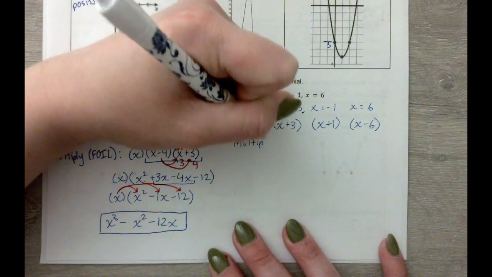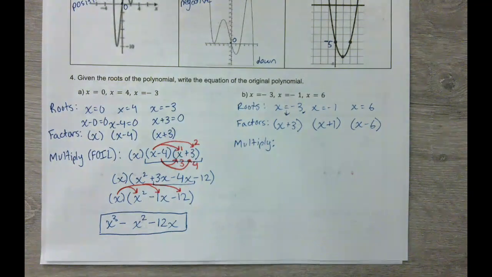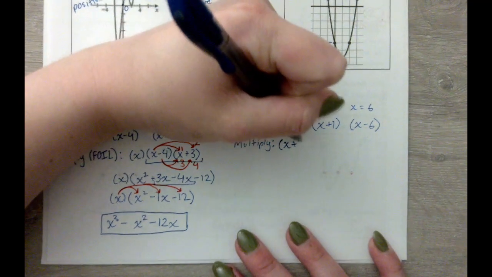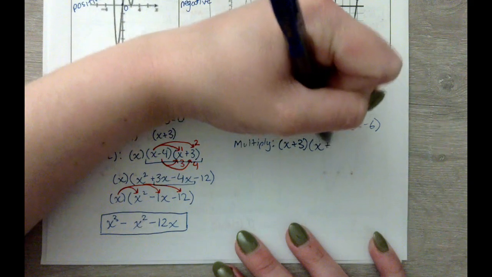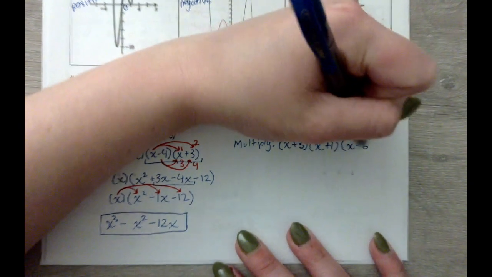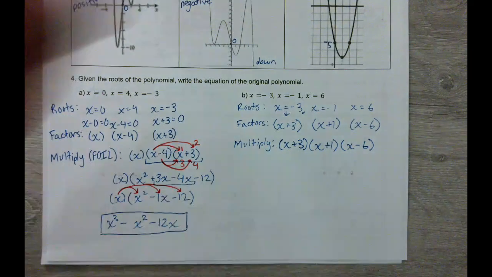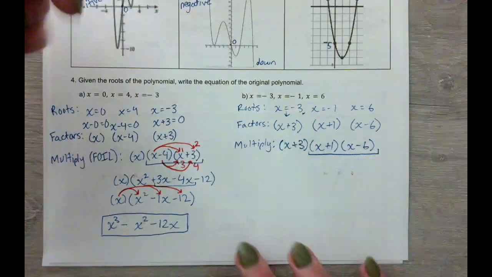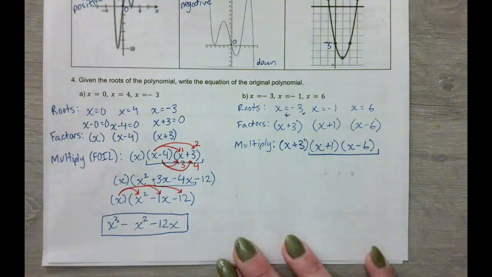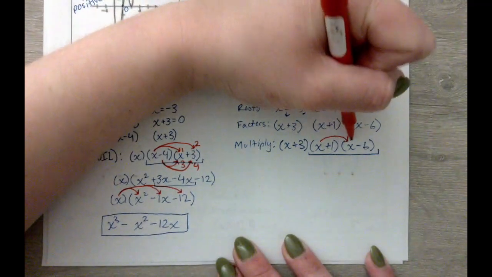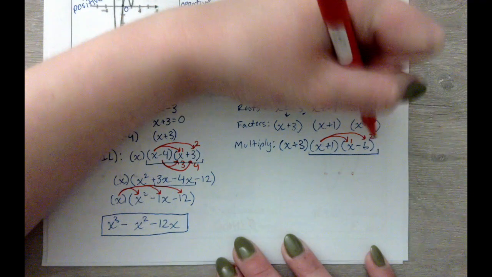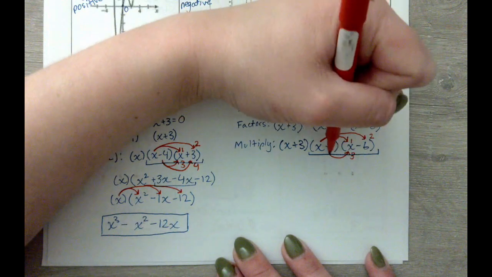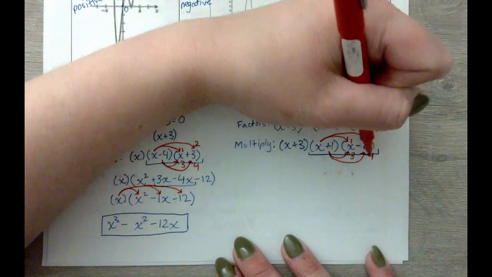And then now I multiply. Once again, you can multiply these in any order you want. I'm just going to keep them in the order that I had them and then multiply the back two together first. So x times x is my first step. X times negative 6 is my second step. Then I distribute the 1. So 1 times x is my third step. And 1 times negative 6 is my fourth step.